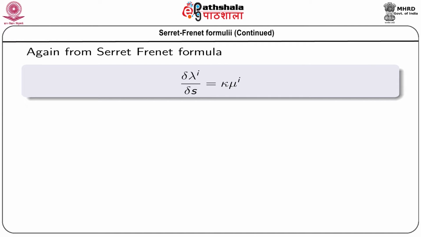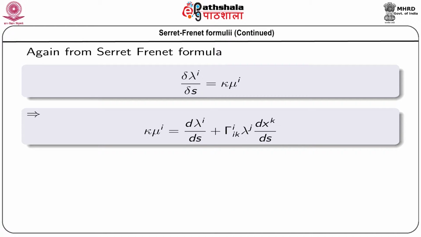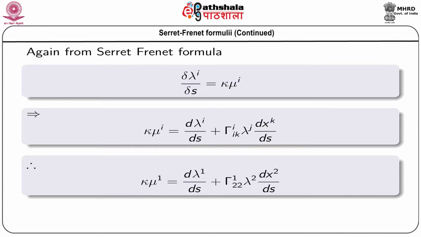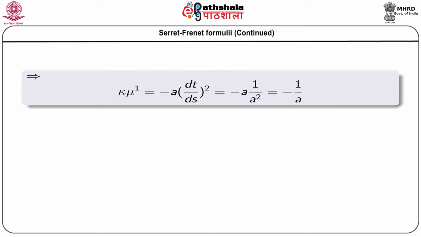Now, again from the Serret-Frenet formula, ∂lambda^i/∂s = kappa mu^i, we have kappa mu^i = dlambda^i/ds + Γ^i_jk lambda^j dx^k/ds. So, kappa mu^1 = dlambda^1/ds + Γ^1_22 lambda^2 dx^2/ds. Now, if we put the values, we get kappa mu^1 = -1/a.